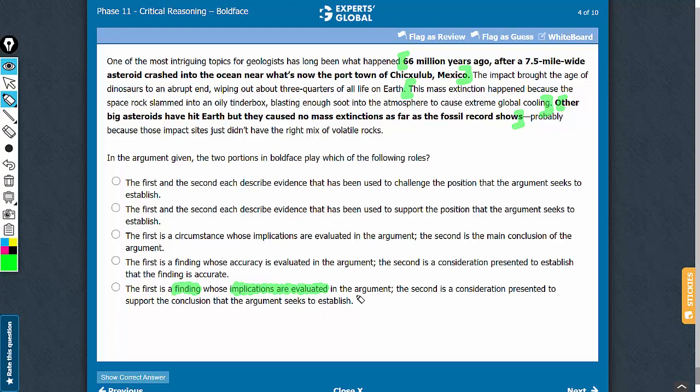So a very good job with the first half here. Look at the second half. The second is a consideration. See, this is a factual, concrete information, and therefore calling it a consideration is alright. Presented to support. Yes, the second boldface supports the conclusion that the argument seeks to establish. E is the correct answer choice.